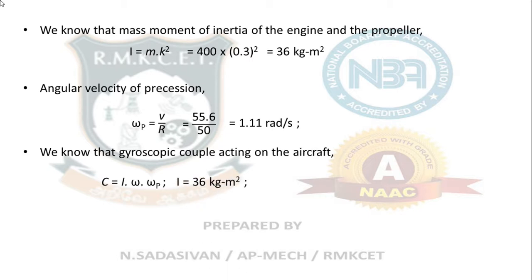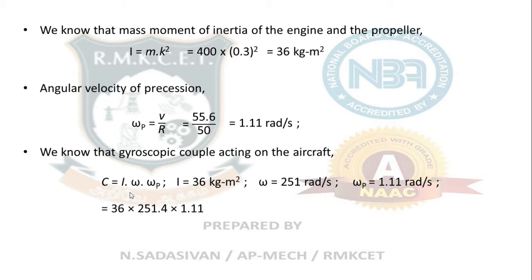So I is 36 kilogram meter square, the moment of inertia. The rotor speed is 251 radians per second, that is 2400 rpm, which you converted to radians per second. So the precessional velocity, the angular velocity at which you are traveling in this circle of 50-meter radius, is 1.1 radians per second. Now put all these numbers into this I omega omega p formula.